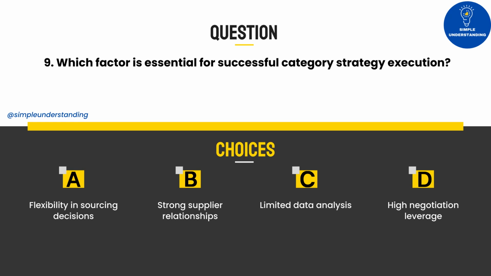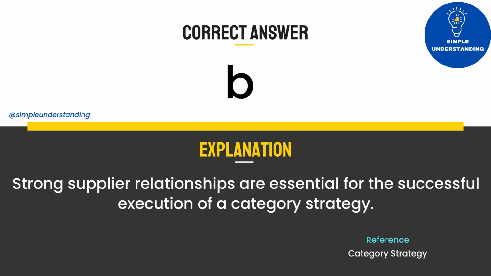Flexibility in sourcing decisions. B. Strong supplier relationships. C. Limited data analysis. D. High negotiation leverage. Correct answer B. Explanation. Strong supplier relationships are essential for the successful execution of a category strategy.